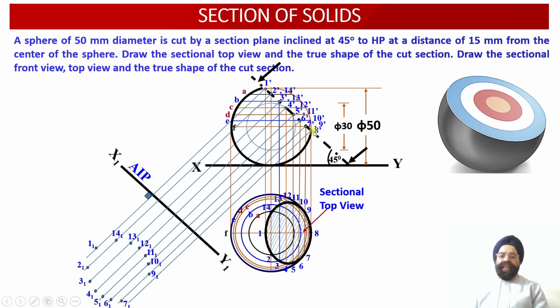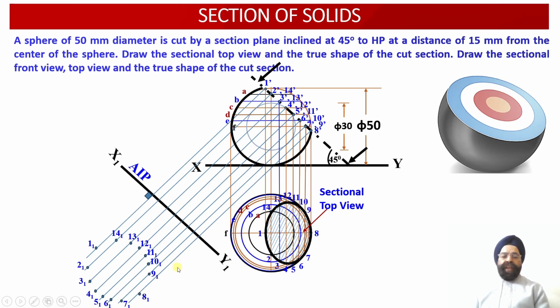And finally, the last point available over here is point 8 dash. So now we will be measuring the distance of point 8 from the XY reference line. Now this distance we have to plot onto the projector line emerging from the point 8 dash. So it is this projector line. This distance ahead of the plane, we have to mark it out over here. So point 8 1 will be located appropriately in the plan projection view.